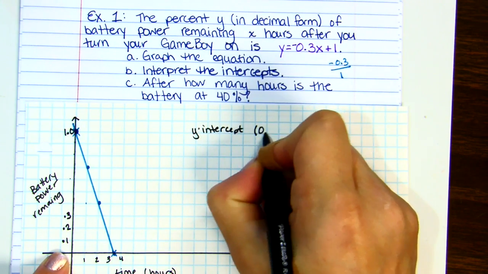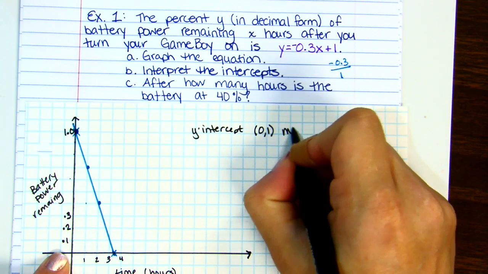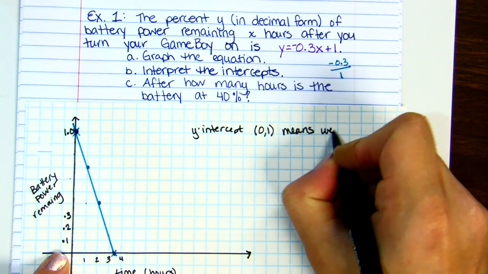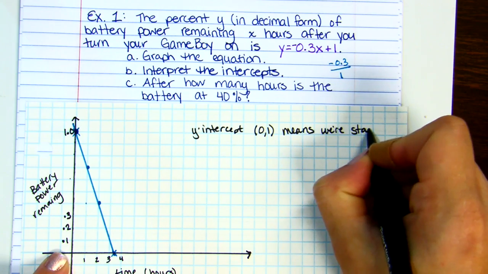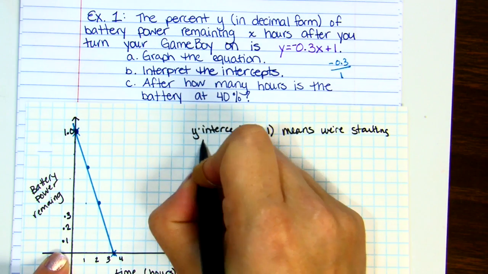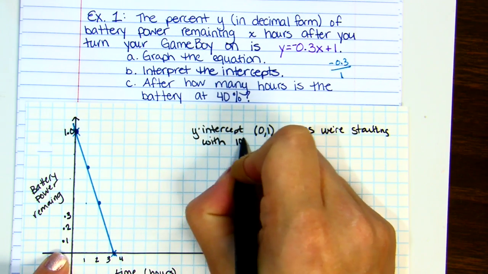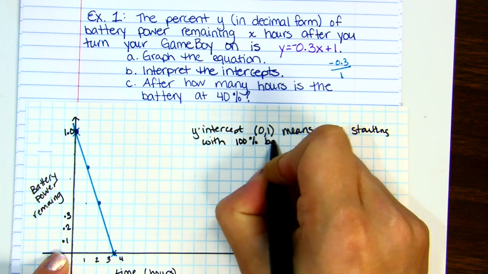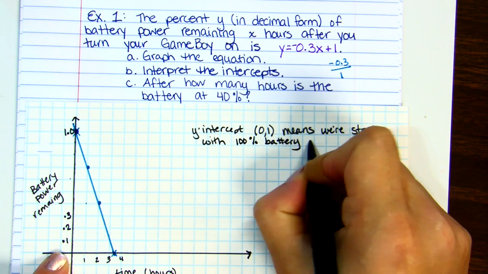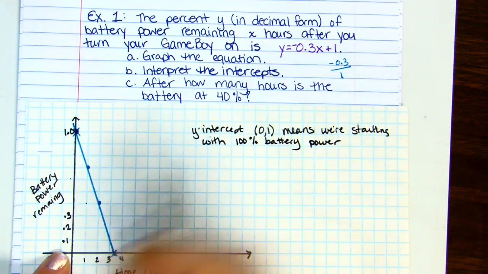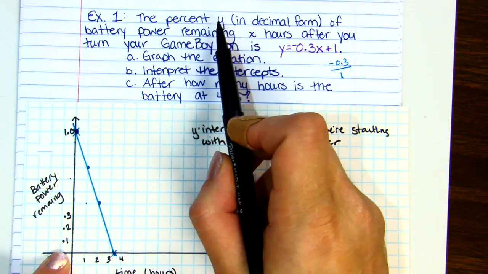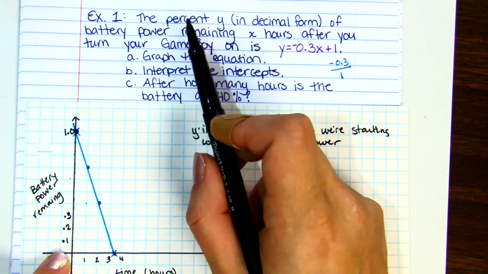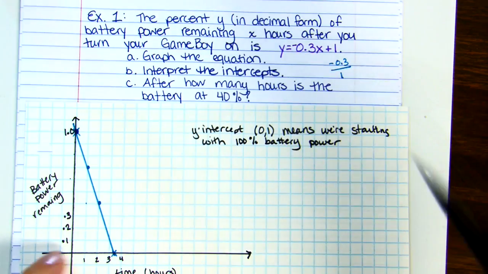which is (0, 1), means we're starting with 100% battery power. In order to know that, I had to know what y represented. Remember, y represents the percent of battery power remaining.